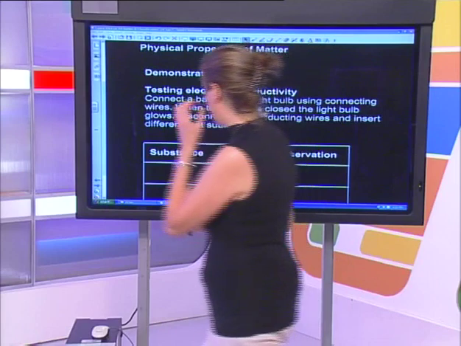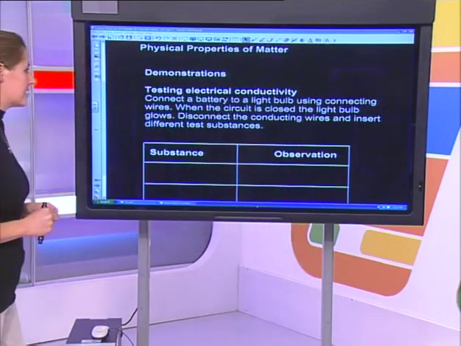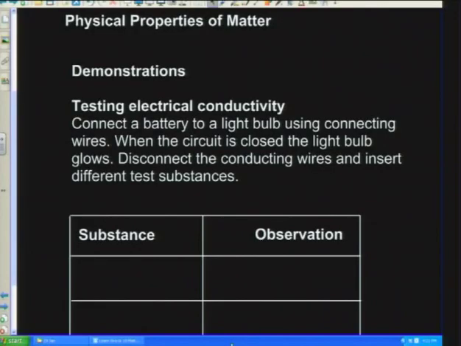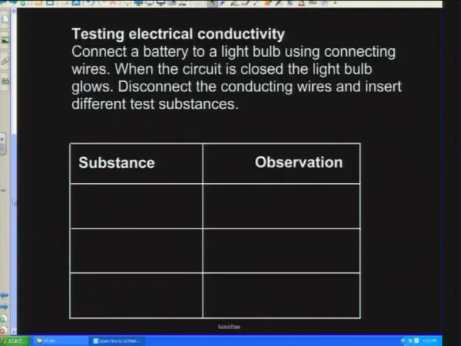Let's go and report back to our table, because I've got a couple of these things jotted down. If you come across with me, we are testing electrical conductivity. We've got a battery with a light bulb using conducting wires. When the circuit is closed, the light bulb glows, and we are testing different materials. So let's have a look. What substances did we have?